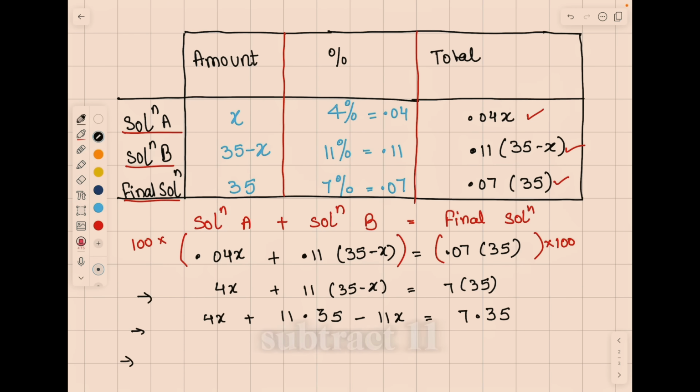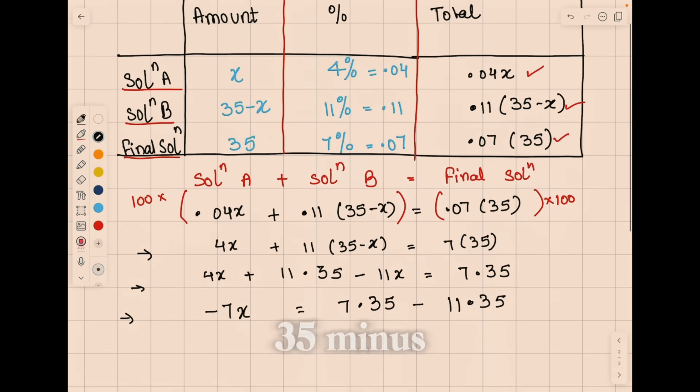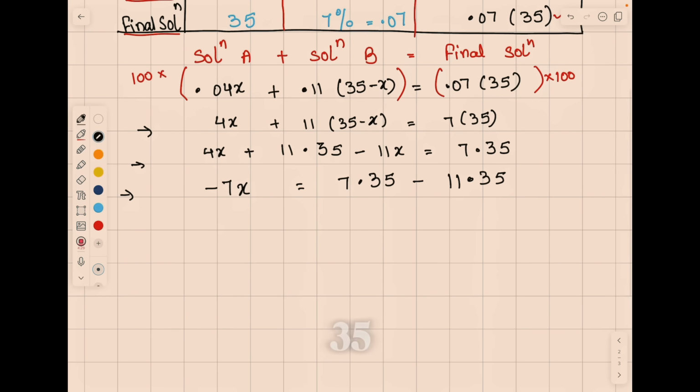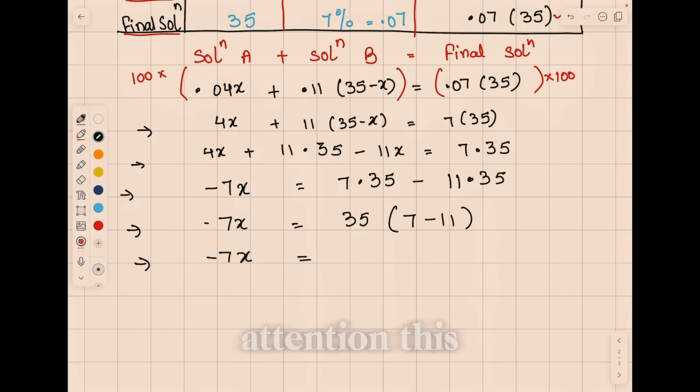So just go ahead and subtract 11x from 4x, which will give you negative 7x. Now subtract 11 times 35 on both sides, which will give you 7 times 35 minus 11 times 35. You can see that on the right side of the equation, 35 is a common factor. You can factor it out, which will give you 7 minus 11. If you pay attention, this looks like the opposite of distribution. 7 minus 11 is negative 4.